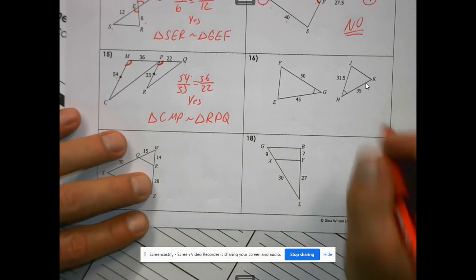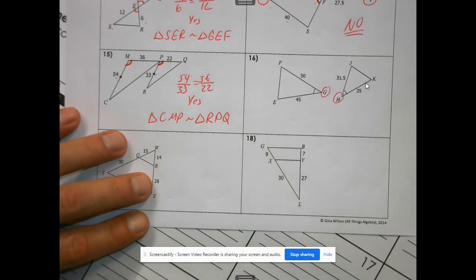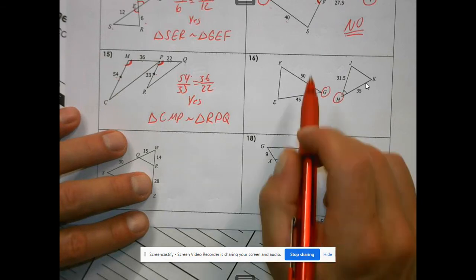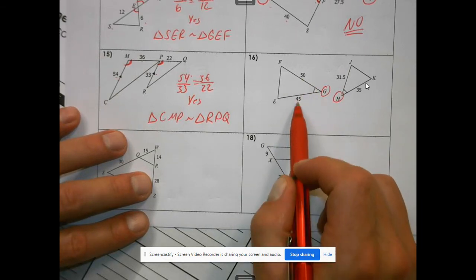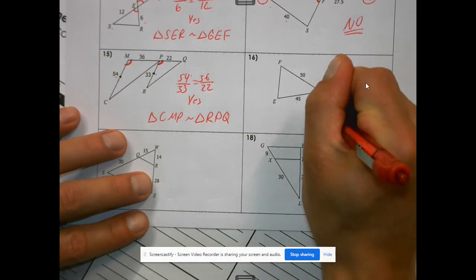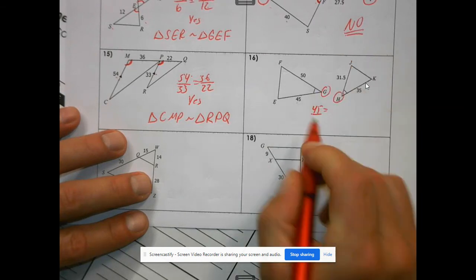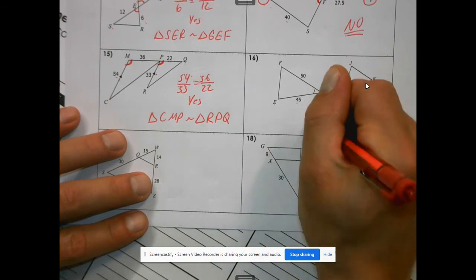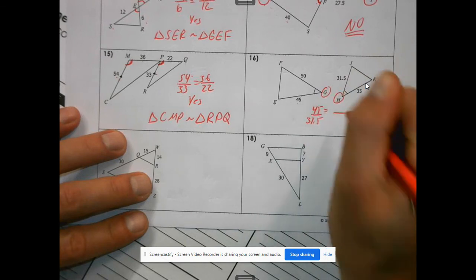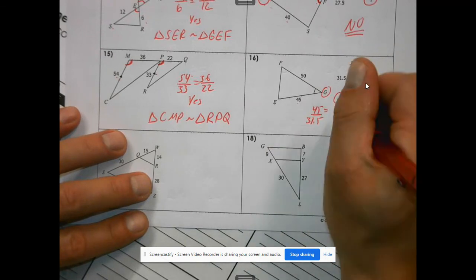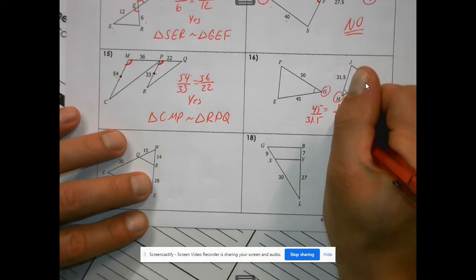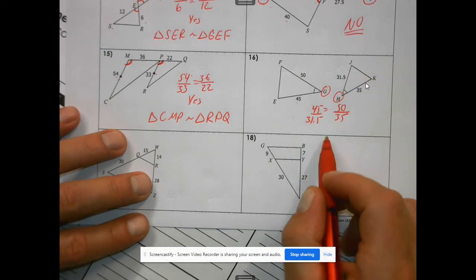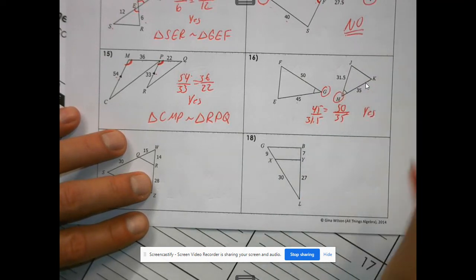Number 16. Cool. We got the included angles. Let's match up sides now. Small side on left is 45. Small side on right is 31.5. Big side on left is 50. Big side on right is 35. Yep, they check out. They divide to be the same thing.